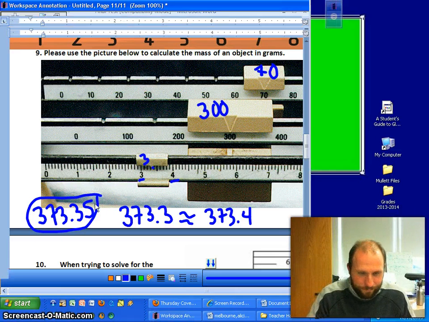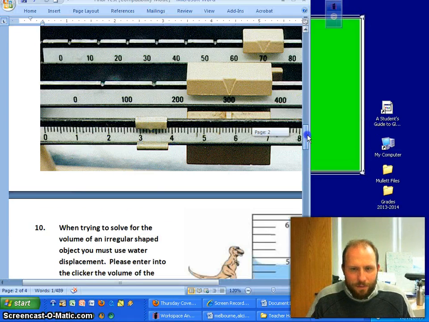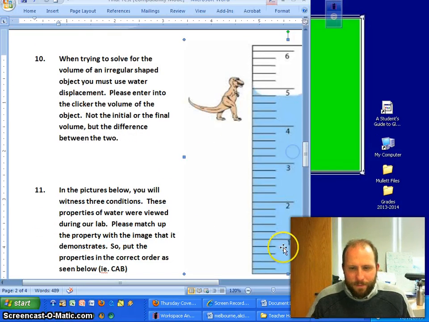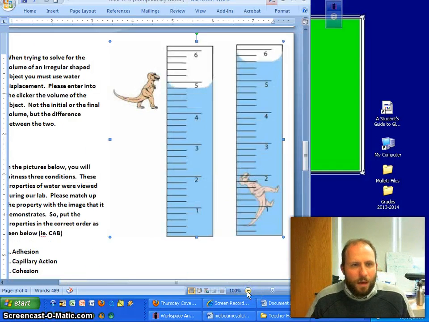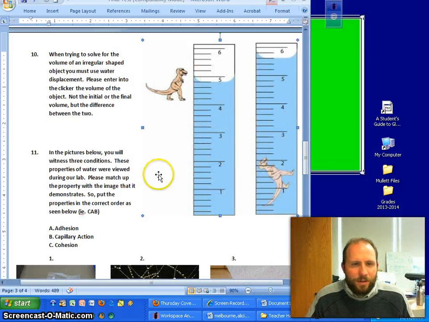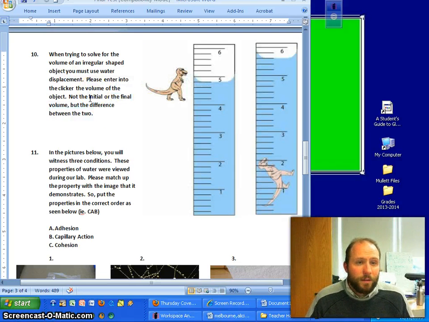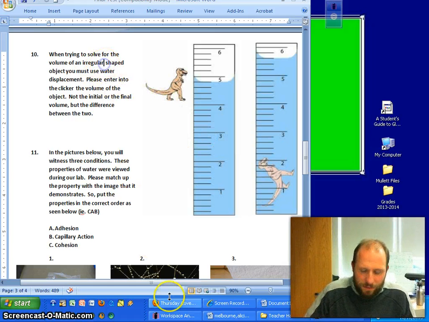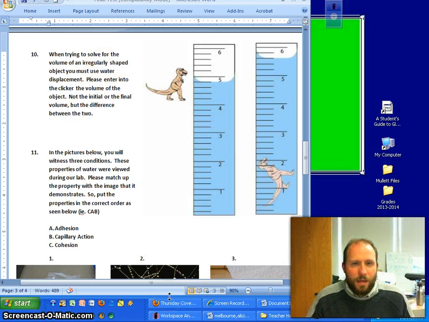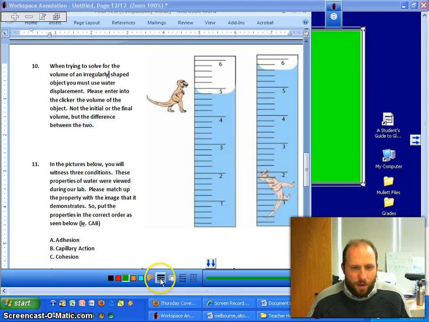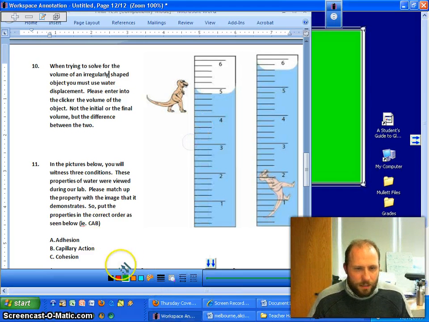Alright, good job. Let's look at our last couple of questions here. I'm going to zoom out a little bit. Alrighty. This question is asking you to find the volume of an irregularly shaped object. Being an irregularly shaped object, we have to use water displacement. So we've got to figure out what is the displacement of this water. We can do this nice and easy. Let's find our initial volume.